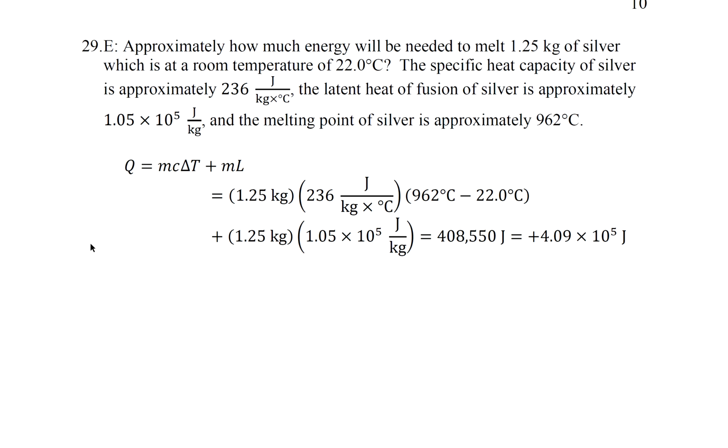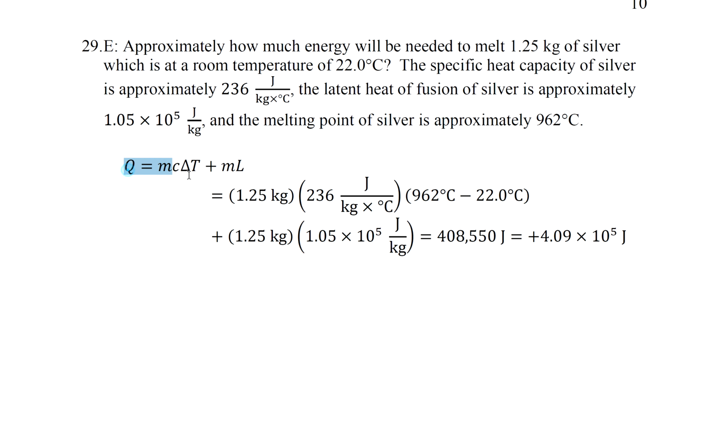Question 29. Approximately how much energy will be needed to melt 1.25 kilograms of silver, which is at room temperature at 22 degrees Celsius? The specific heat capacity of silver is approximately 236. The latent heat of fusion of silver is approximately 1.05 times 10 to the 5. And the melting point of silver is approximately 962 degrees Celsius.